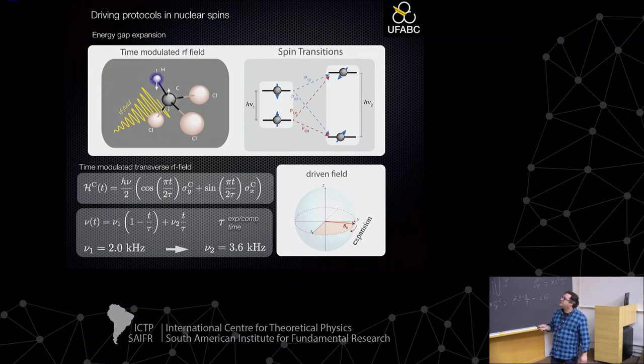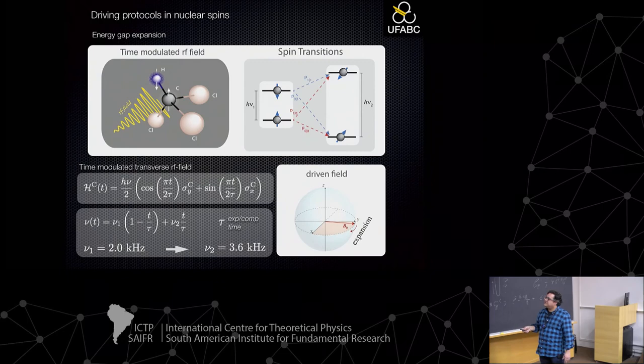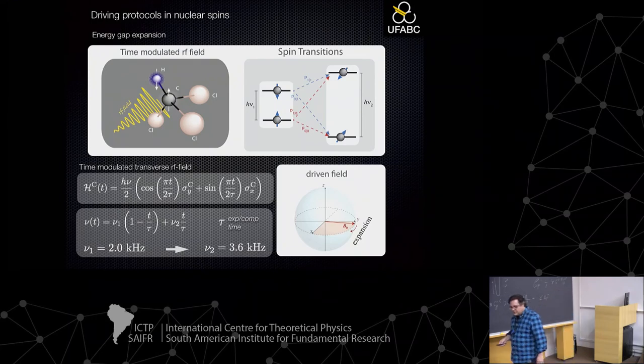And so this is the picture. The idea is to perform this change of the intensity of the field and also change the direction of the field in a way that the Hamiltonian will not commute at different times. And I have a kind of linear slope. I will increase the gap. I start with a frequency of 2 kilohertz for this gap, and then you end up with 3.6 kilohertz, and tau is the total time of the evolution.